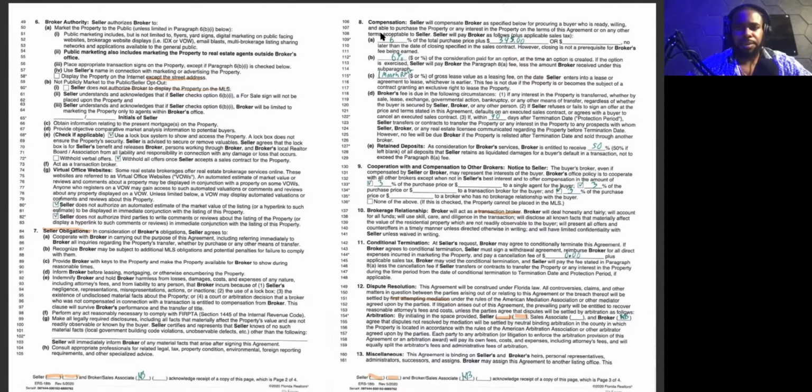All right, so we're over here now. We're at number 8, compensation. This is where we lock in our commission. So right here, seller will compensate broker. Just to stop myself, what we're doing here is scrolling through this listing agreement looking for fill-in-the-blank spots, and I'm showing you what to put where.